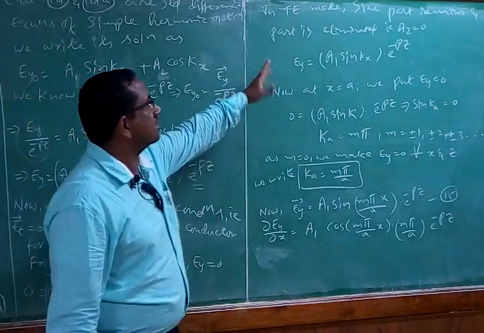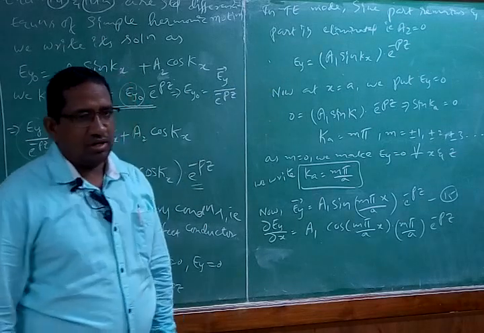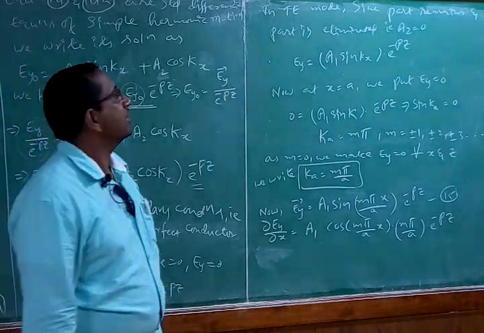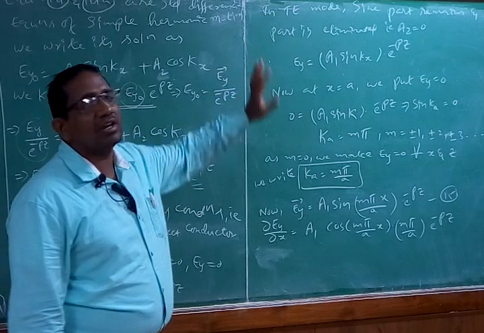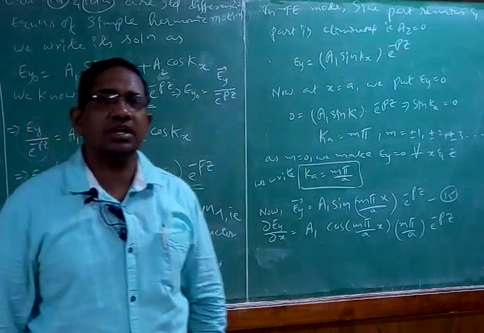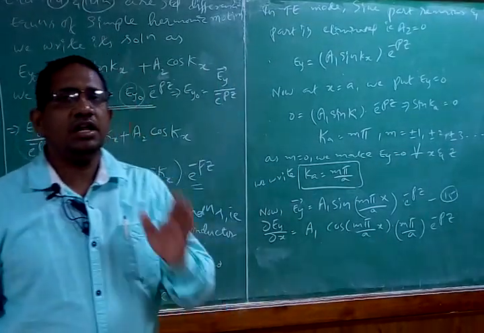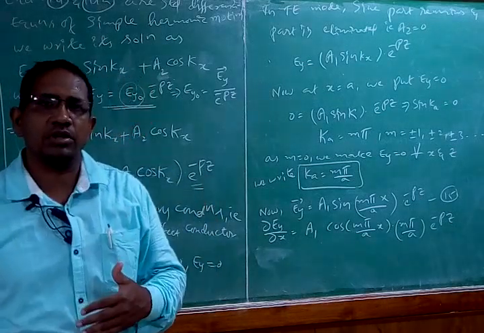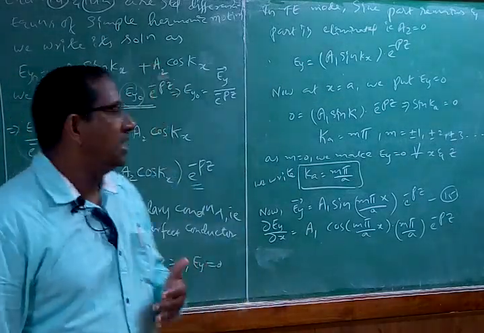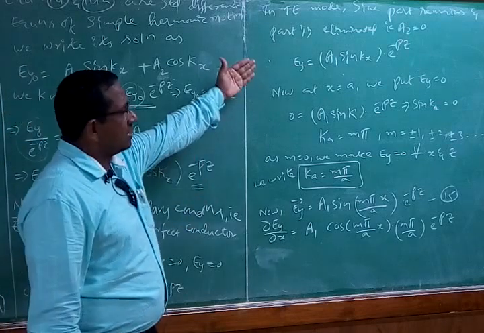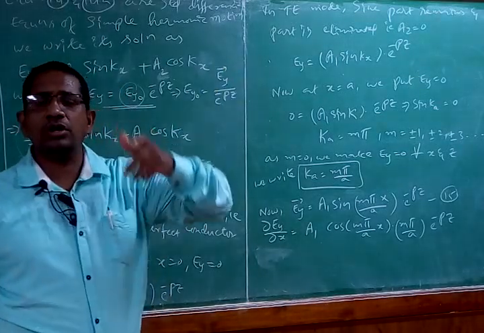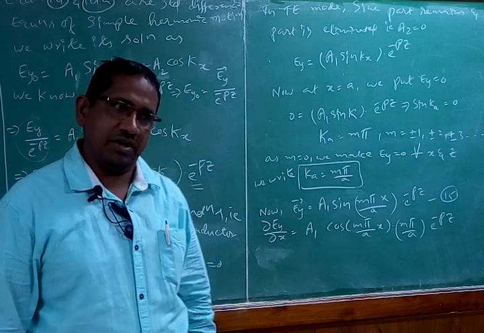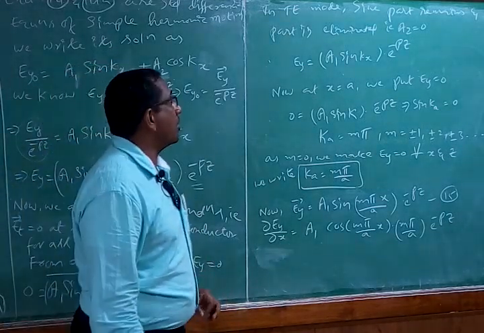So now it is something like an even function and an odd function, right? TE is something like an odd function, TM is something like an even function. In TM mode, actually the electric field is going to contribute for the propagation of the wave. In TE mode, the magnetic field is going to contribute for the propagation of the wave. This is what is very important for us.